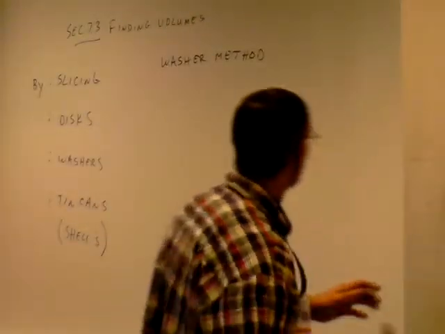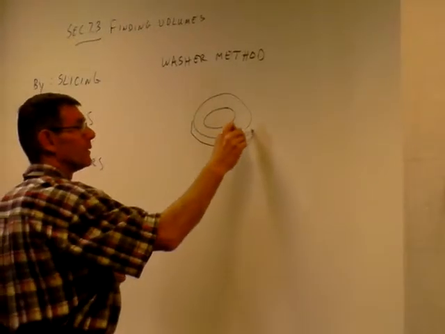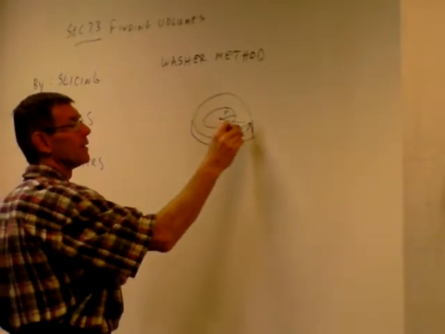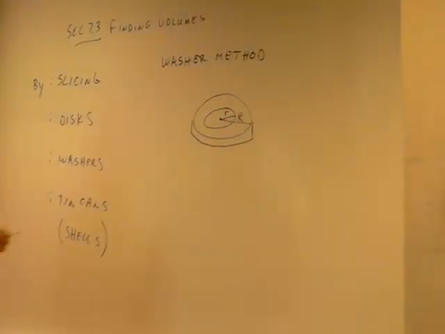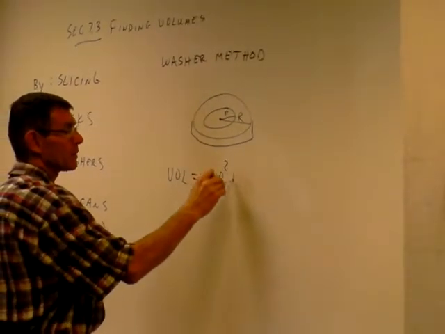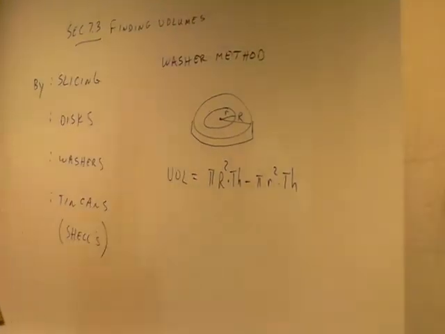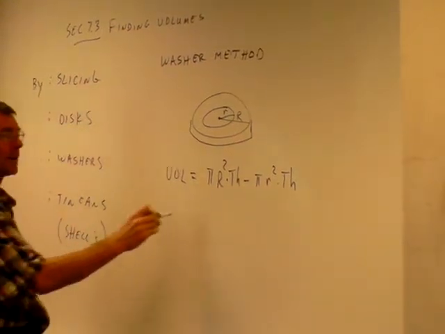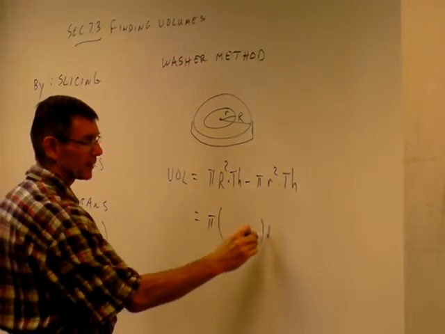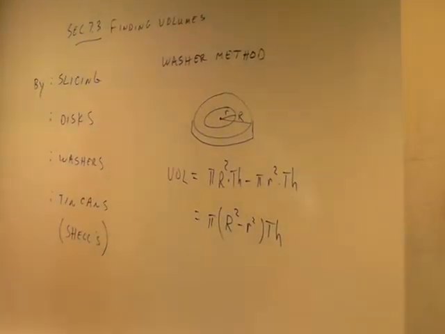Okay? So, volume of a washer. It's going to have a little radius and a big radius. So the volume of a washer would be pi big R squared times thickness minus pi little r squared times thickness. We can factor out the pi. We can factor out the thickness. And it leaves you with big R squared minus little r squared is the volume of a washer.